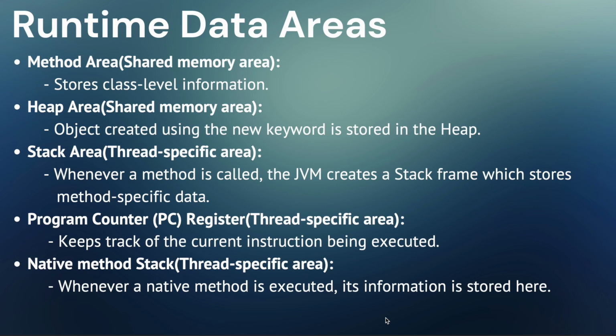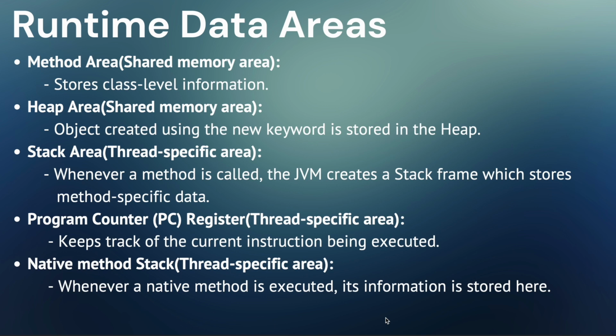Now let's move to the stack area. Unlike heap, the stack is thread specific, meaning each thread has its own stack. Whenever a method is called, the JVM creates a stack frame. This frame stores method specific data like local variables, method parameters, and intermediate results. If method A calls method B and method B calls method C, each call creates a new stack frame on top of the previous one. When a method finishes execution, its stack frame is removed automatically. If the stack grows too deep, for example due to uncontrolled recursion, the JVM throws a StackOverflowError.